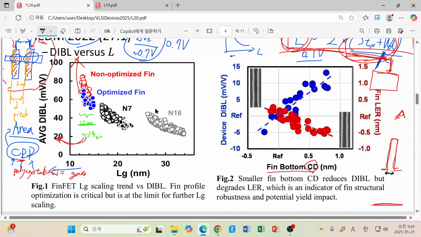Then you can ask me this question: why is it called fin bottom CD? Is there a fin top CD? Yes, you have it, because although I draw it just like a rectangle, in reality this structure is made by a certain etching process. So this angle is not a right angle. Usually we have a tendency to have this kind of degraded fin shape. So usually the bottom CD is longer, and the top CD is shorter.